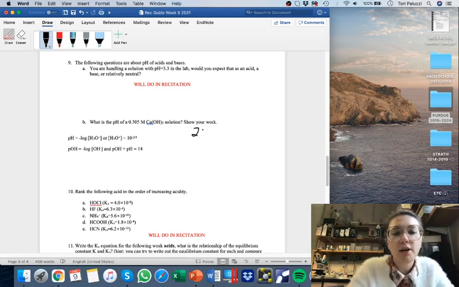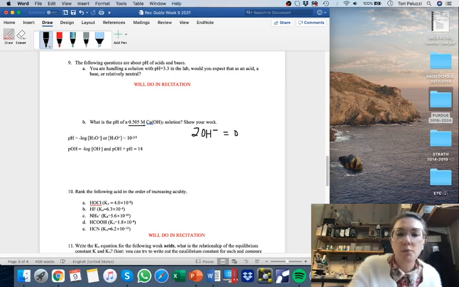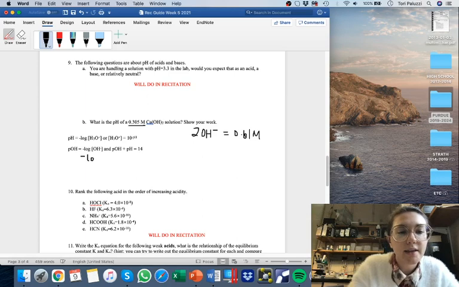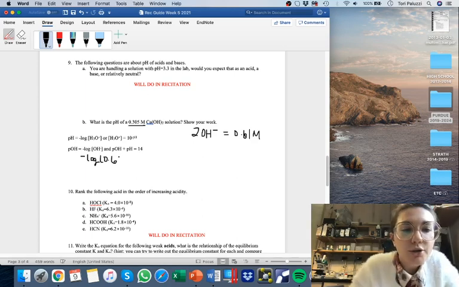I know I have 2 hydroxide ions to every calcium dihydroxide. And so that just means that I take this concentration and multiply it by 2. So if I multiply that by 2, I'm going to get 0.61 molar, which is going to be my concentration of my hydroxide ion. So then I take the negative log of that number. So if I take the negative log of the 0.61, and let me just plug that in, I get 0.214.